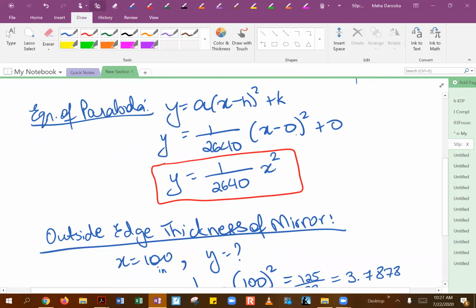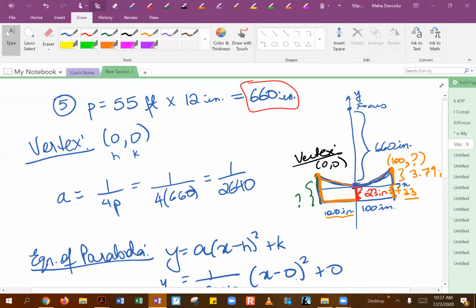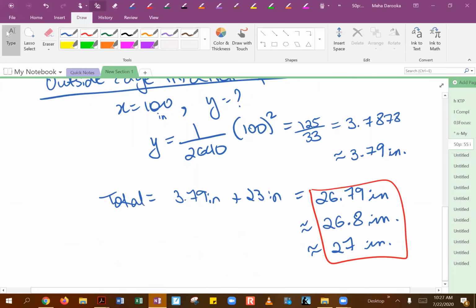Of course, if we are talking about the mirror on a telescope, precision is going to be a big deal. So they probably will do more decimal places than what we have over here, because you obviously don't want to mess up on that thickness of your mirror.